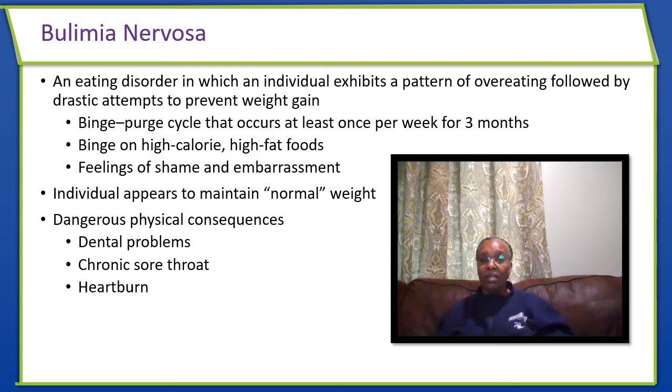Like I mentioned, they do look like they have normal weight, but the big problems they'll have physically would be dental issues. They'll have a chronic sore throat, or they can really damage the esophagus, as well as continuously having heartburn.